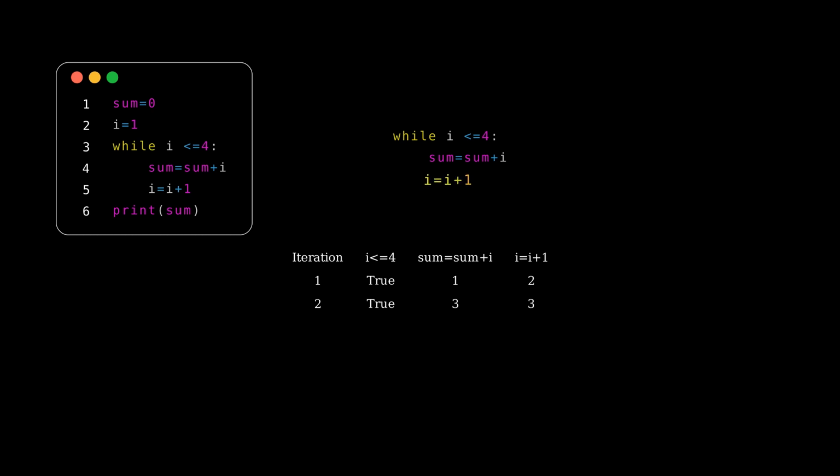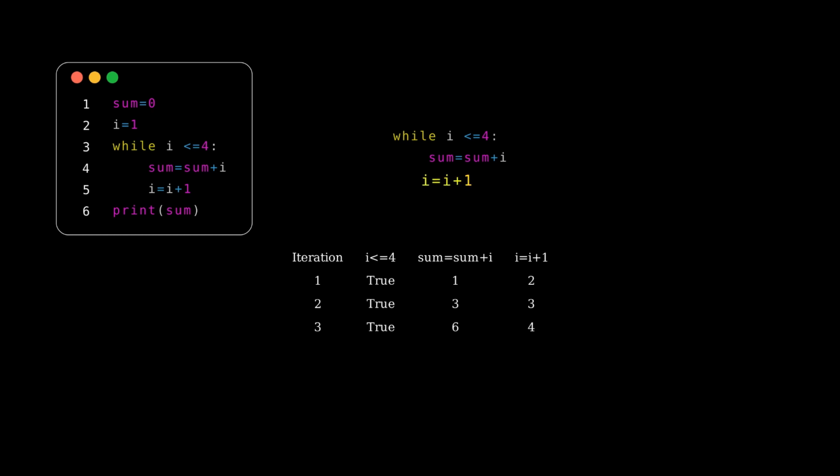Now in the third iteration, it would be checked whether i is less than or equal to 4, and because the value of i is less than or equal to 4, that would be true. Now the value of sum is 3 and the value of i is 3. So sum will refer to 3 plus 3. That would be 6. Now i will get incremented by 1, that is 3 plus 1, so it will become 4.